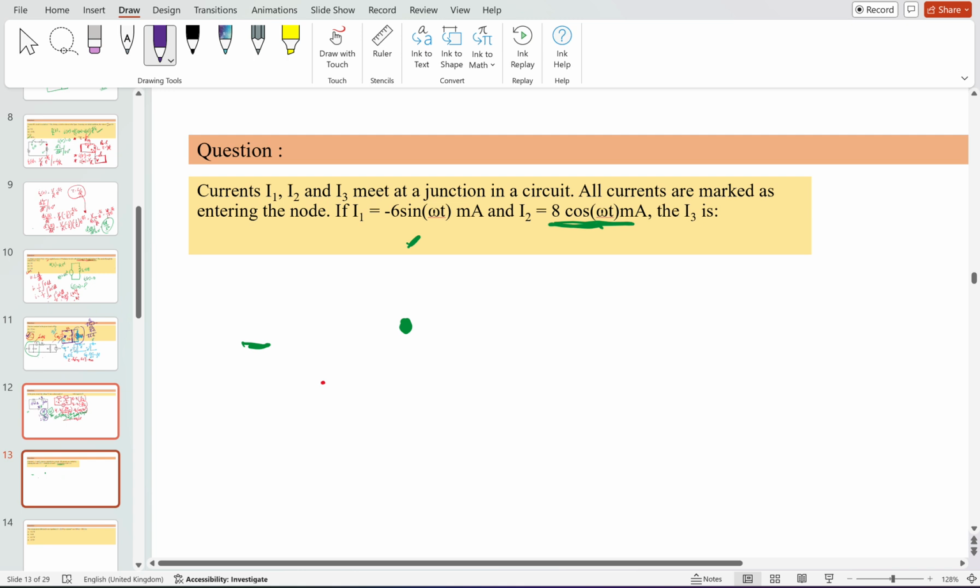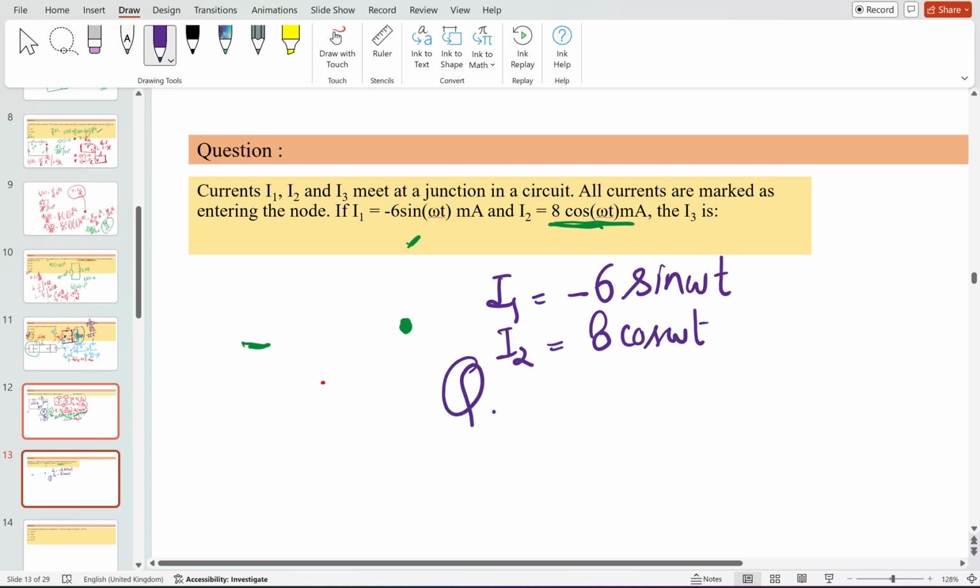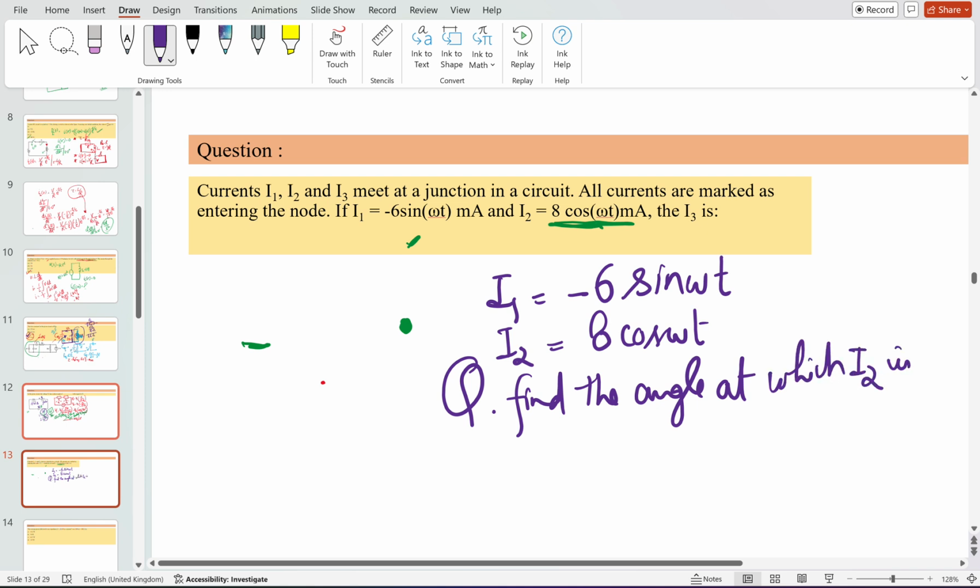Suppose I1 is simply equal to minus 6 sine omega t, and I2 is equal to 8 cos omega t, which is already given. The question is to find the angle at which I2 is leading or lagging I1.